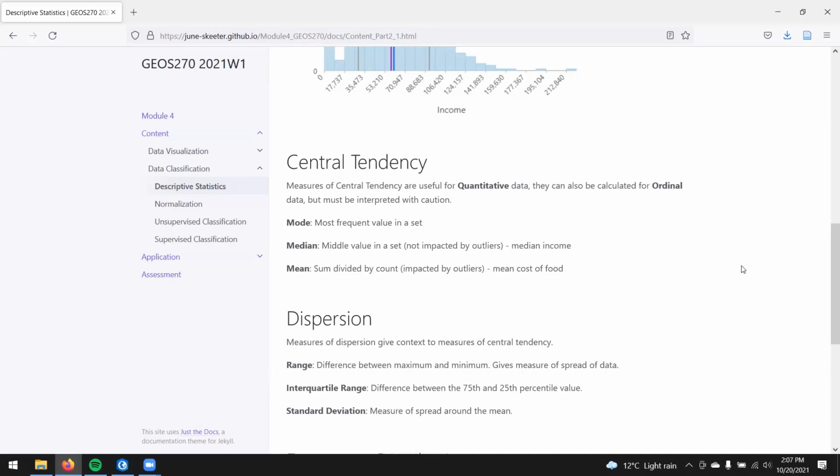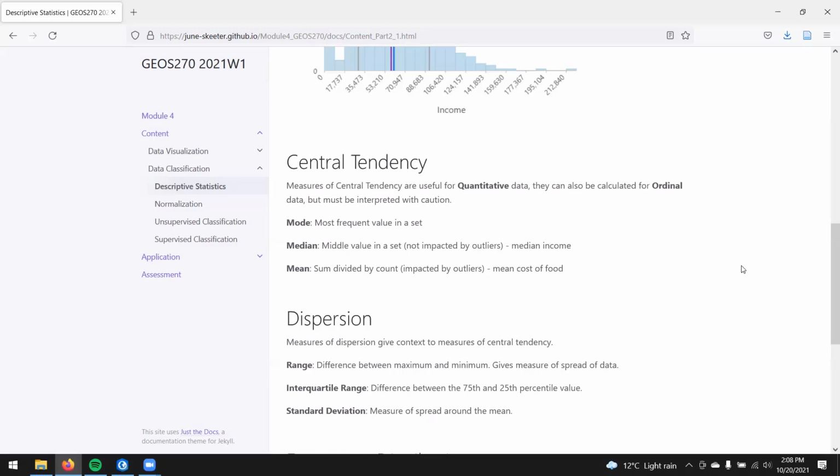And one key distinction, the median is just the middle value of a ranked or ordered set. It's not impacted by outliers, whereas the mean, which is just the sum of all the values in the data set divided by the count, is impacted by outliers, because if you have one that's way far out from the data set, but it's a really high value, it will pull the mean in that direction. And then we've got the mode, which is just the most frequent value in a data set.